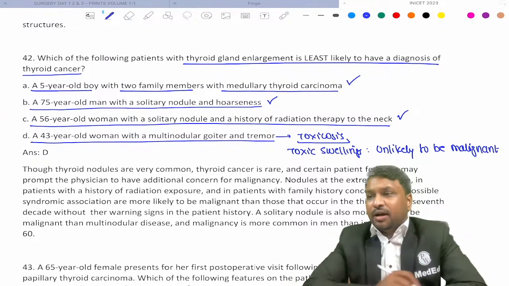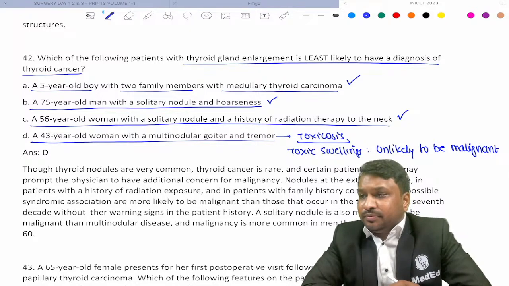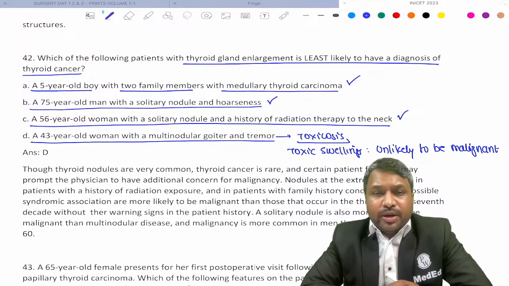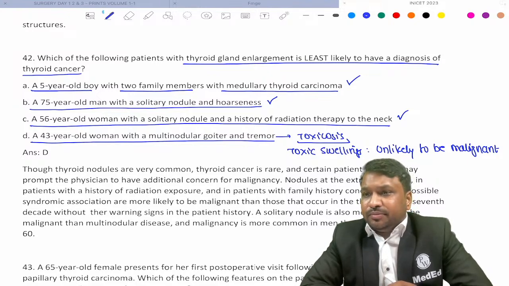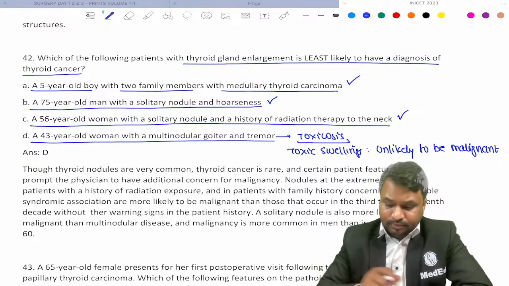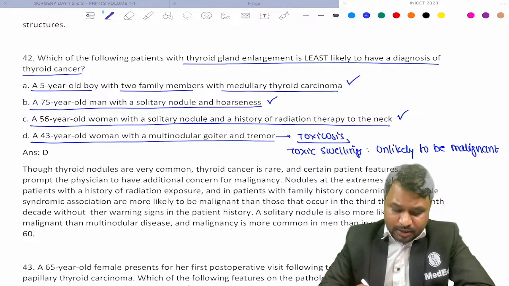Toxic swellings are unlikely to be malignant. Ectopic locations of the parathyroid gland are important. It is important. So the answer here is going to be D for Delhi.